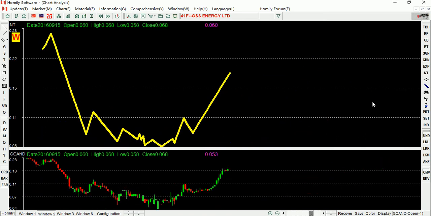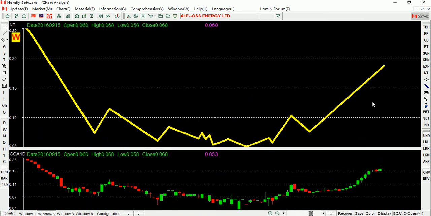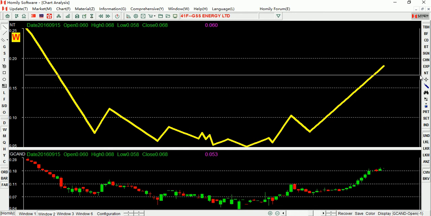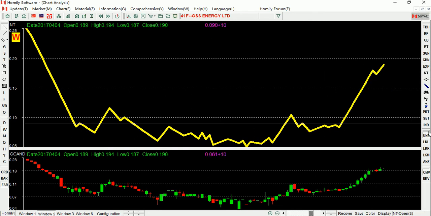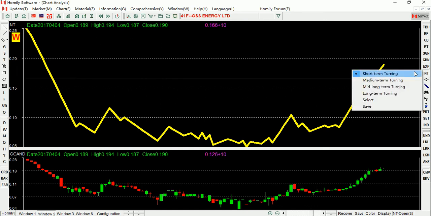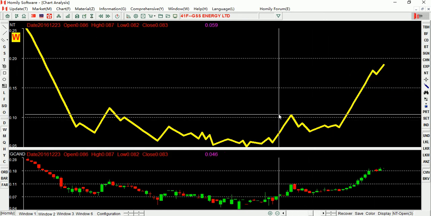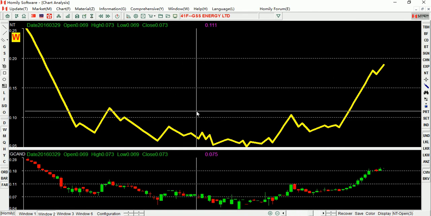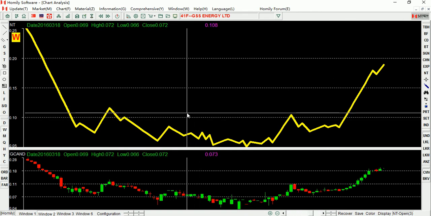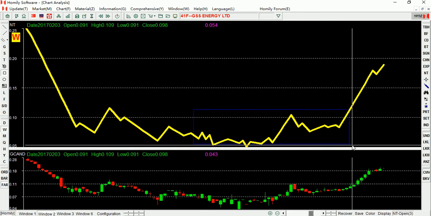head and shoulder bottom, or this is a long bottom pattern, you also can check. Use short-term turning, okay, because this is the weekly chart. So we click NT, select. I want to select this pattern, like head and shoulder, like long bottom, right? Okay, I just click this one.